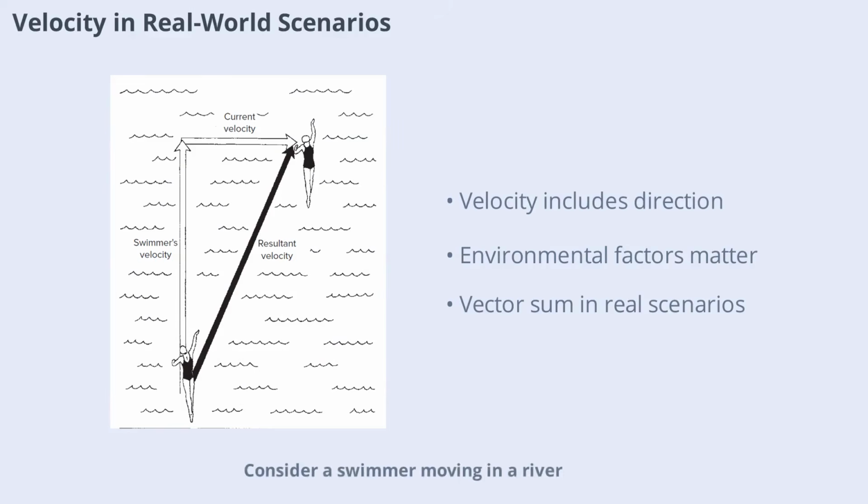Consider a swimmer moving in a river. The swimmer's velocity is not just determined by their own movement, but also by the current of the river. The total velocity is the vector sum of the swimmer's velocity and the current's velocity. This example highlights the importance of considering both magnitude and direction when analyzing real-world motion, especially in dynamic environments.